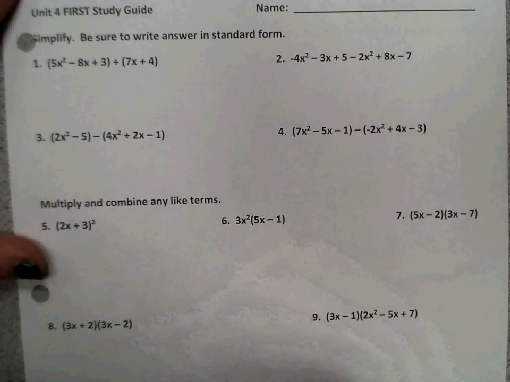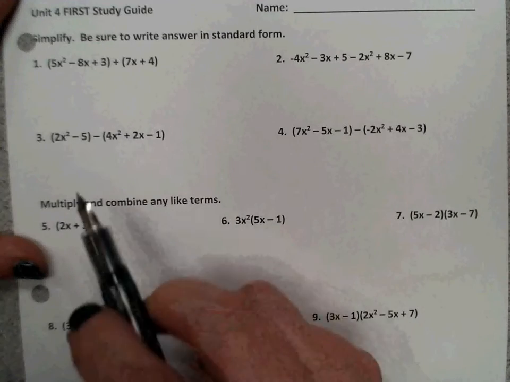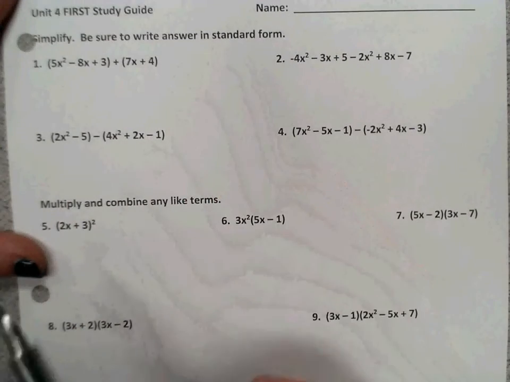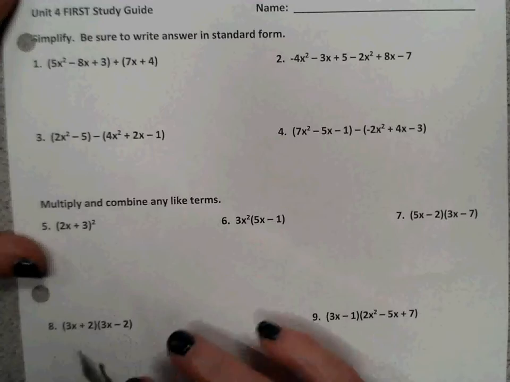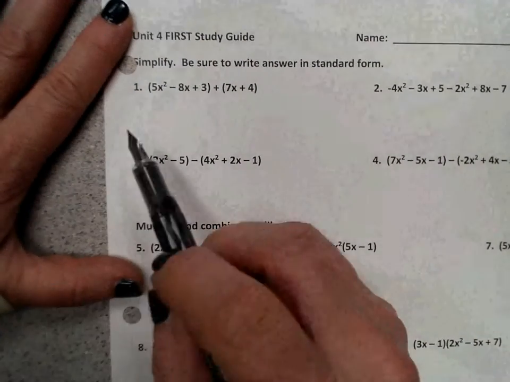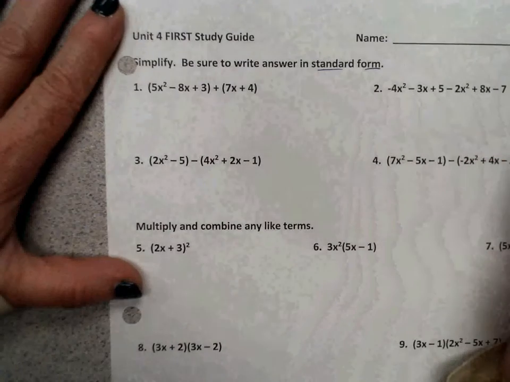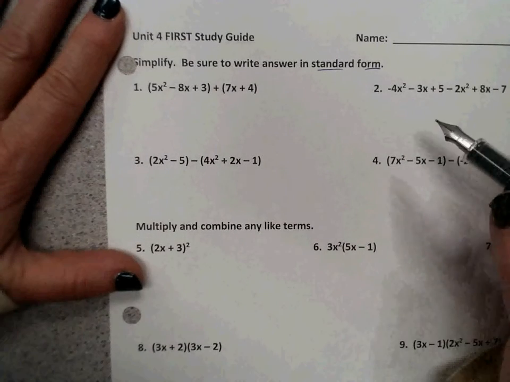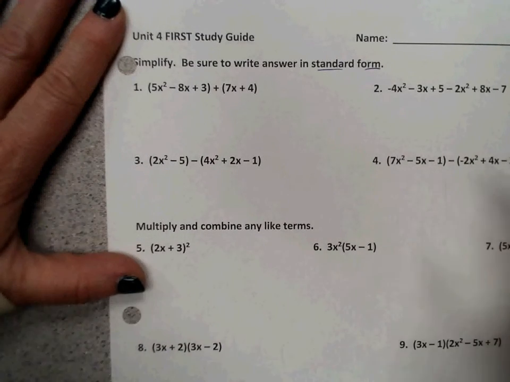This first section asks us to simplify and to be sure to write our answer in standard form. So I'm just combining like terms. That's all that means. And when it says standard form, that means that you start with the highest power on the x's and you work your way down.